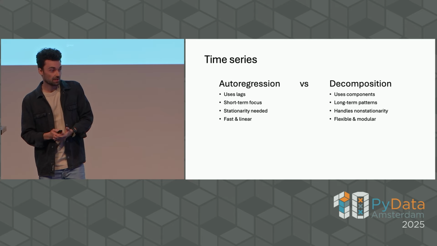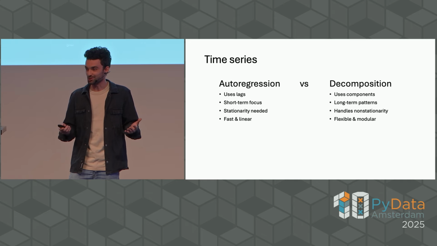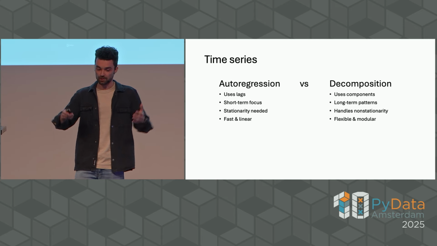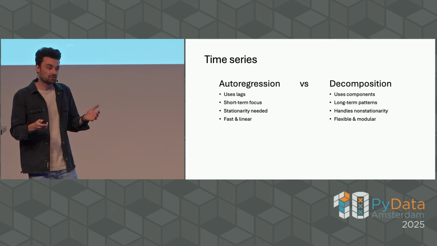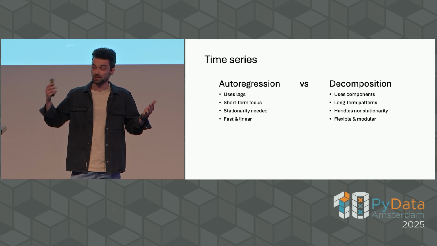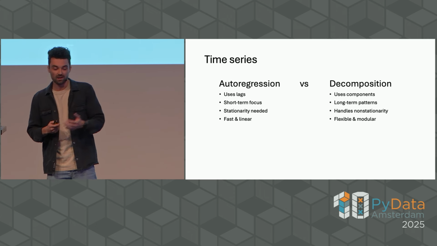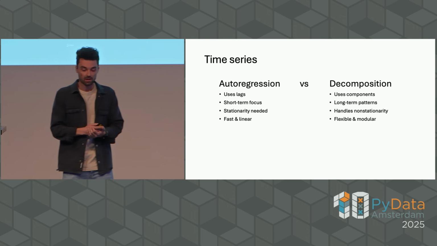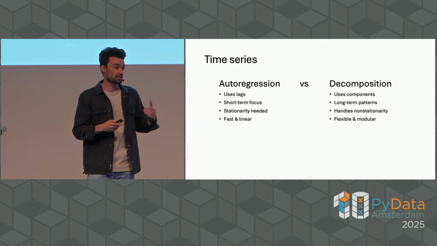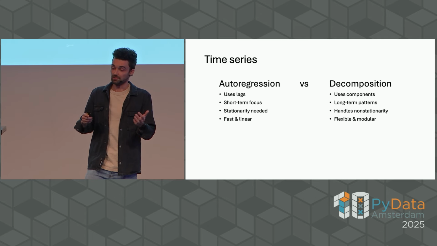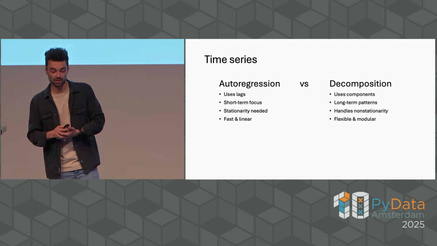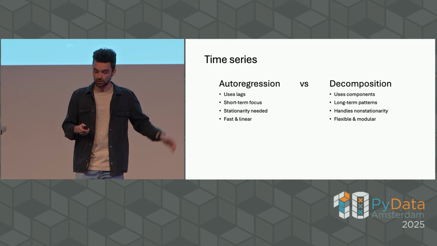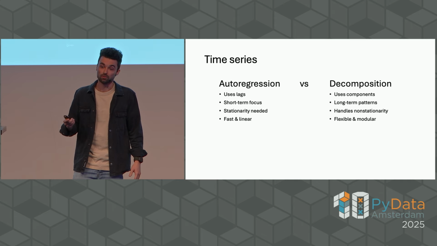Then about time series. I mentioned time series decomposition. What is that? Maybe you've heard of autoregression before. Here I put them as 2 separate things, how they differ from each other. Autoregression typically uses lags, where time series decomposition uses components, as it's in the name. Autoregression is more short-term focused, while decomposition is more on the long-term patterns. How can we learn them? For autoregression, you need stationarity. Sometimes you need to take the first differences to obtain that. Decomposition methods can handle these non-stationarities. So I think autoregression is good for fast and linear models. Decomposition is better for more flexible, more modular models.